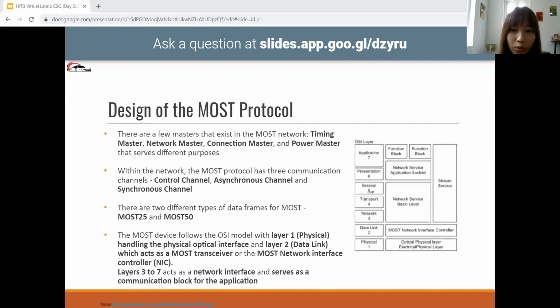And for layers 3 to 7, your network, transport, session, presentation and application layers, it serves as a communication block for the application. Right, so you can see over here the function block and stream service and so on.